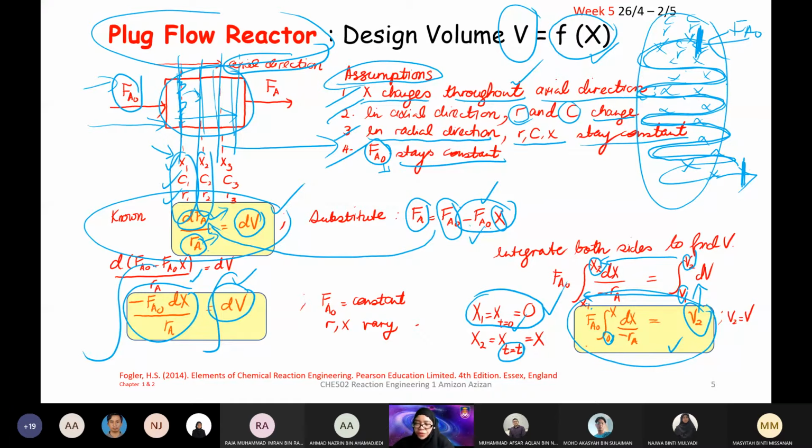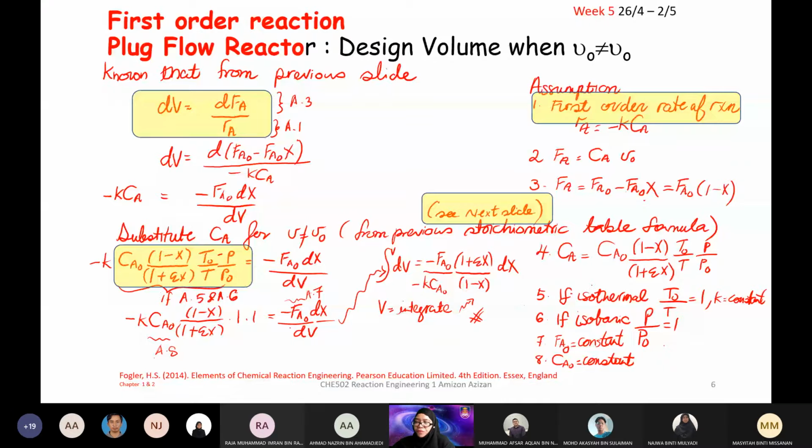So that is general. Now, if we know that it is a first order reaction, of course, you add another assumption, which is the first order reaction. So you add the equation for the first order reaction. This is the FA equation. Then you insert the first order reaction and simplify it, rearrange it so that we can get the V.